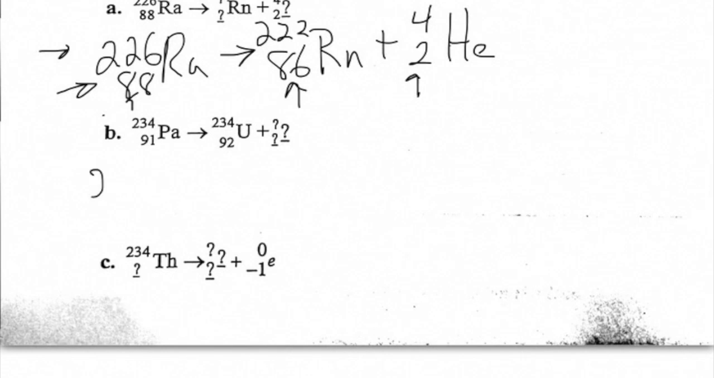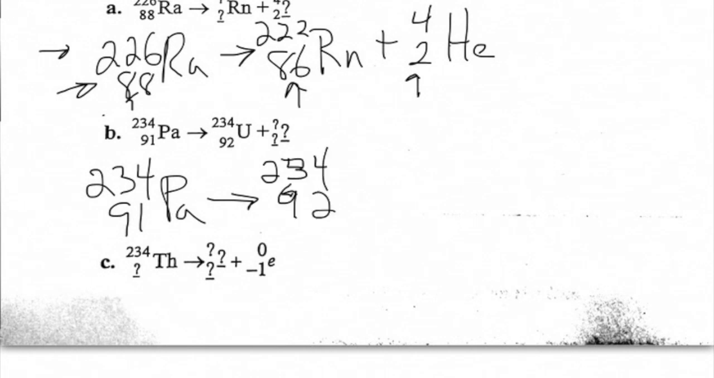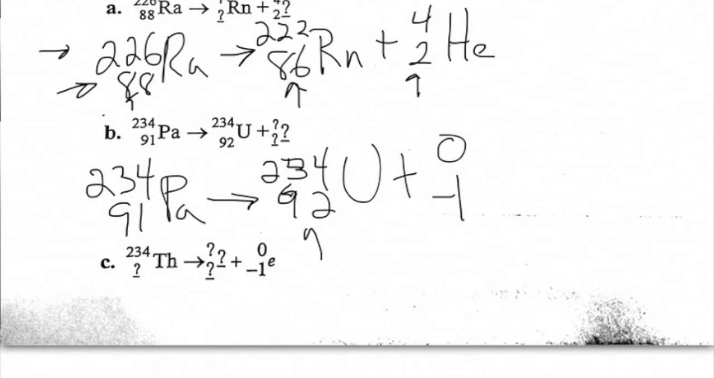So if we have protactinium-234, which is number 91, and then that becomes uranium-234, which is element number 92, what is the other part of this equation? Well, we didn't change the mass number, so in order to keep the mass the same, I add 0. But I did increase the atomic number. The only way to make that work on both sides is if I have a negative 1. 92 plus negative 1 equals 91. So a negatively charged particle with no mass is an electron or beta particle.